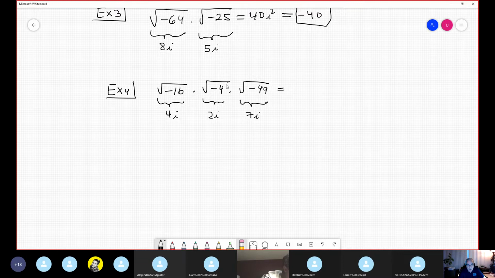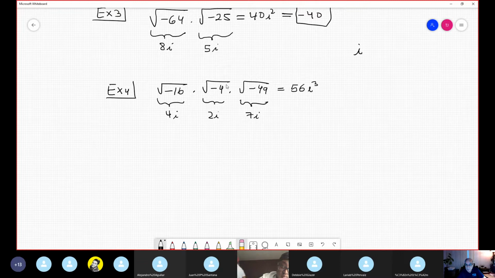And now multiplication, the numbers. 4 times 2 is 8, times 7 is 56. But you have i cubed because we have 1, 2, and 3 i's. So I have no idea who is i cubed. Well, the continuation.